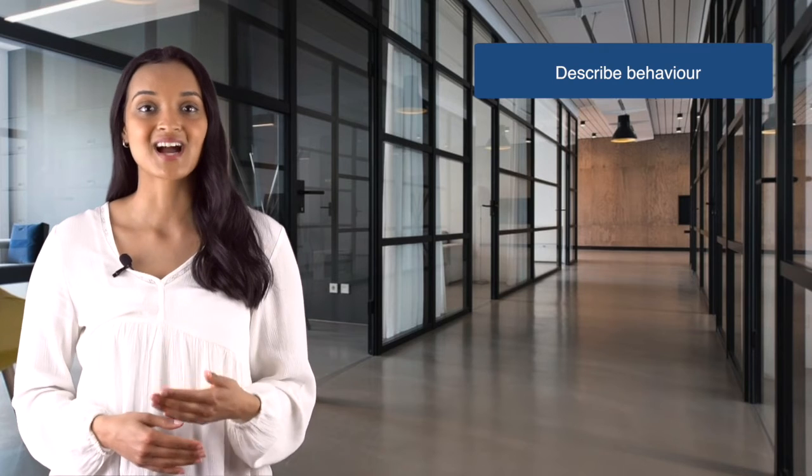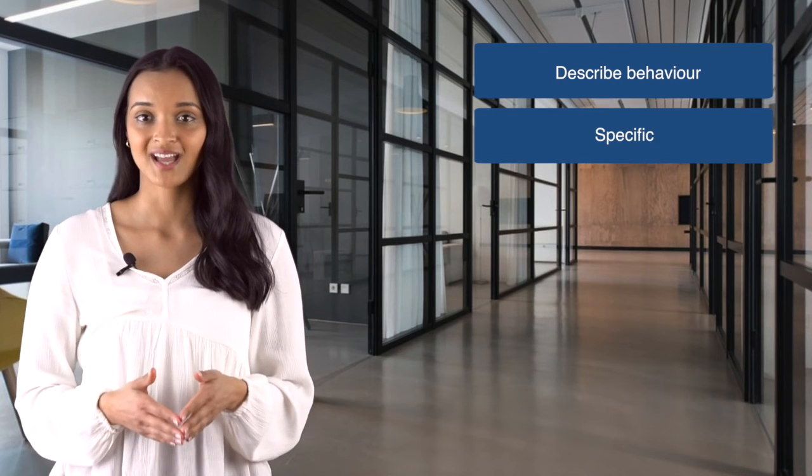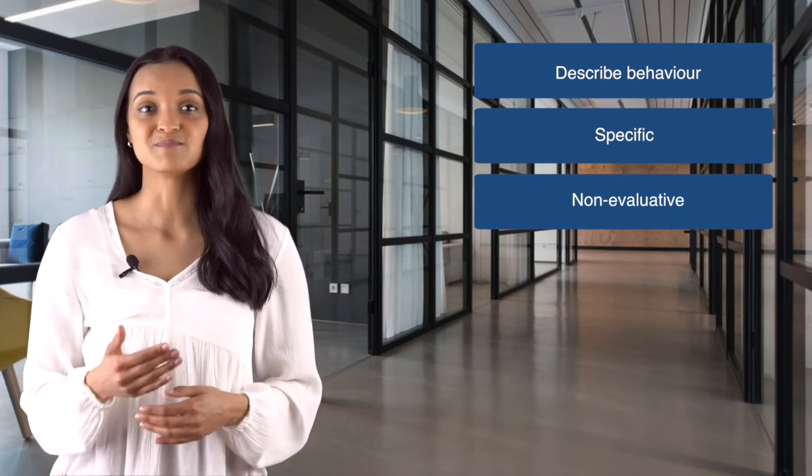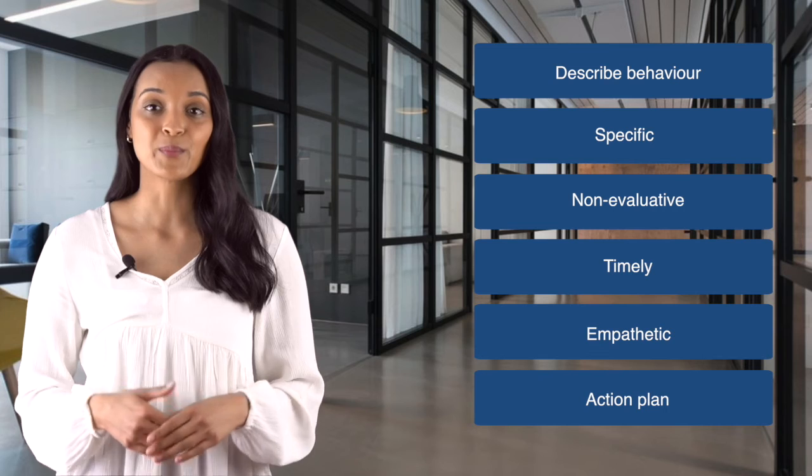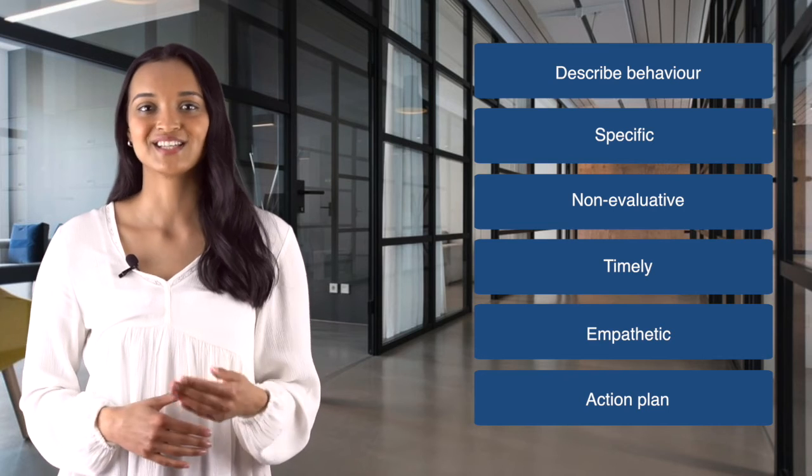There are 6 key elements that a supervisor needs to adopt when providing feedback. Describe their behavior. Be specific. Don't evaluate the person. Be timely. Be empathetic and create an action plan. For more information regarding these elements, refer to your learner guide. As you provide feedback, choose your words carefully, express thoughts carefully, and use clear and direct requests. For a list of do's and don'ts, refer to your learner guide.